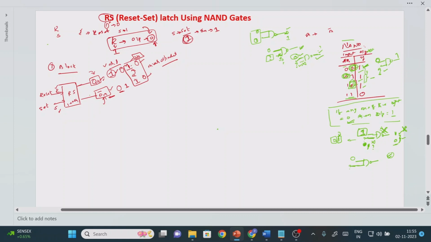So what is the second terminal value? Either it may be 0 or 1, right? First let me take 0. If I take the 0 assumption, 0 0 means what is the output value according to the truth table? 0 0 means 1, okay, fine. The next possibility will be 1. If I take 1, what is the output of 0 1? 0 1 means 1. See, whether the second terminal value is 0 or 1, we are getting the same output.